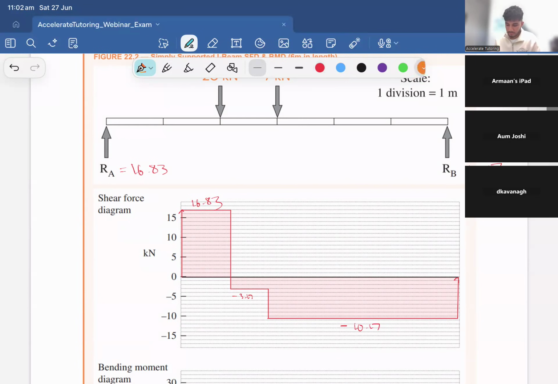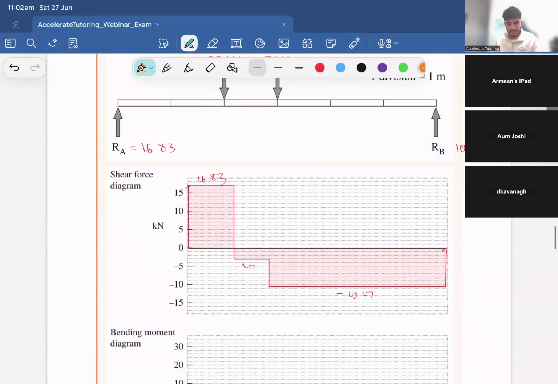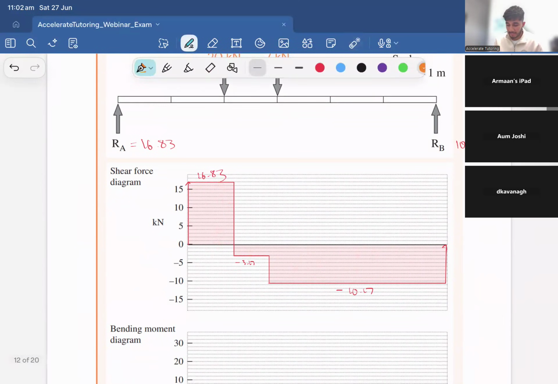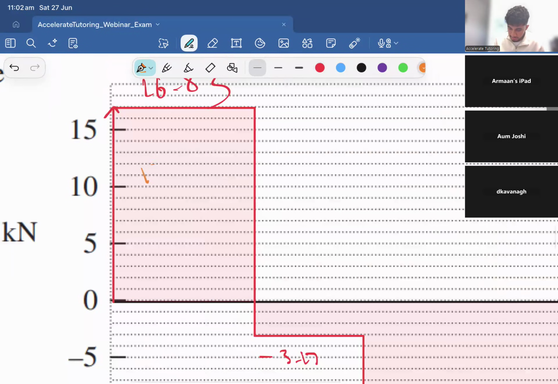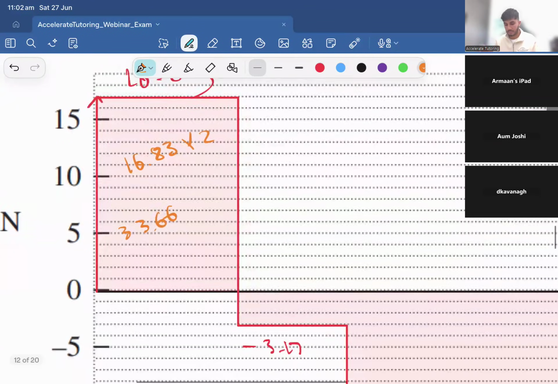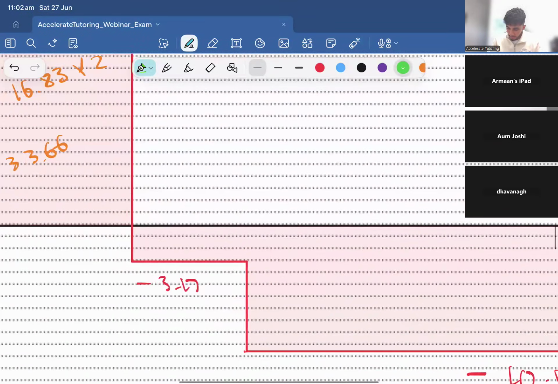So now shear force is done. Obviously, this is not to scale, but in your actual exam, make sure it's directly to scale with your units. Next up is finding the area. Very straightforward: 16.83, we multiply this by 2 because it's 2 meters. 16.83 times 2 gives us 33.66 as that area.